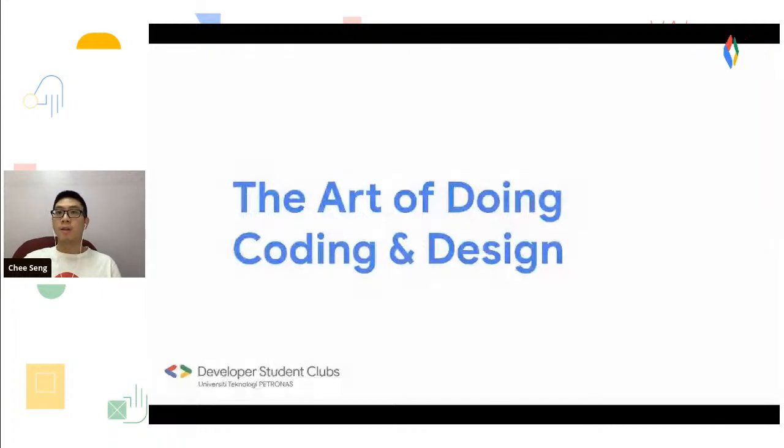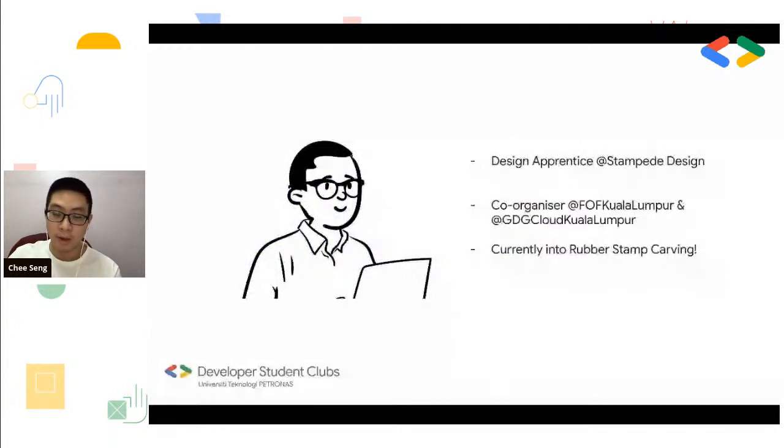And I guess Dafala has already told you a bit about my background, being a design apprentice at Stampede Design, co-organizer for Friends of Figma Kuala Lumpur, and also GDG Cloud Kuala Lumpur. So you may or may not have seen me before in terms of design and also Google Cloud events. And lastly, I'm currently very into rubber stamp carving. If you are my follower on Instagram, you might see me keep on spamming your stories about the rubber stamps I carve. So I'm sorry about that.